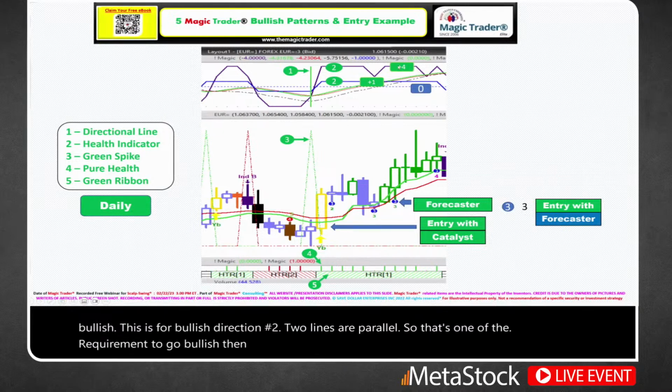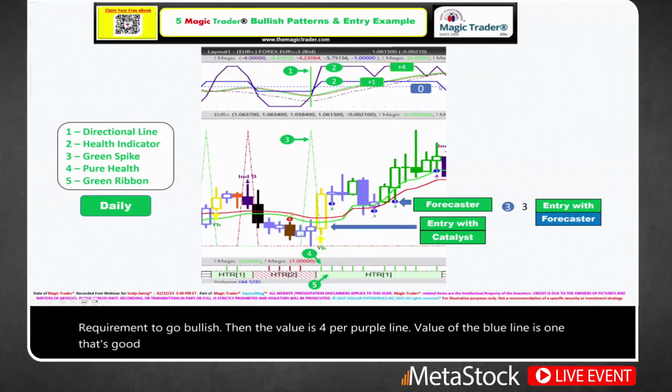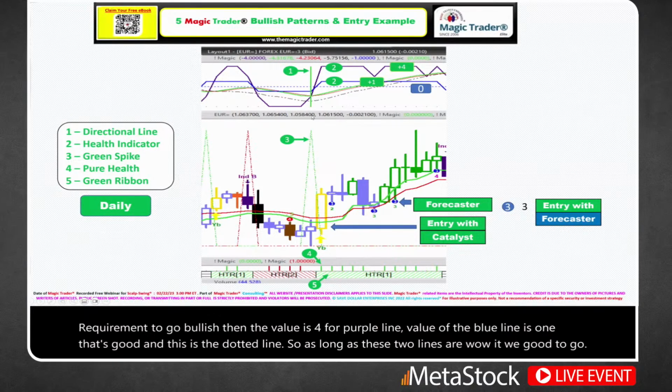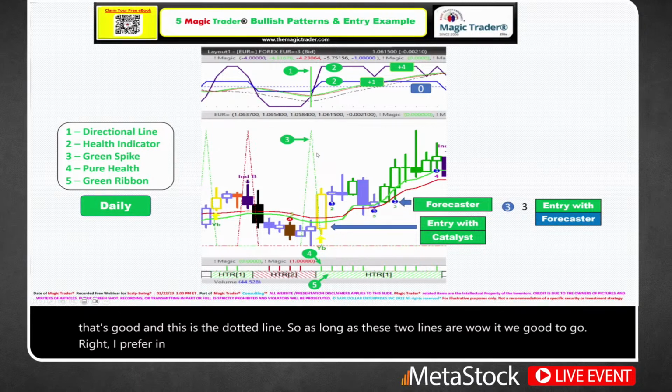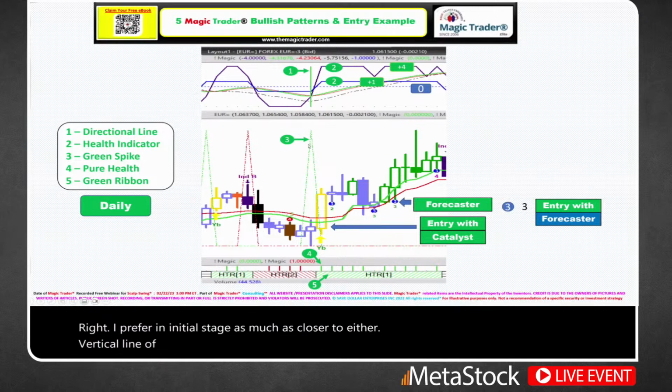Then the value is 4 for the purple line. The value of the blue line is 1. That's good. And this is the dotted line. So as long as these 2 lines are above it, we're good to go. Right? I prefer in the initial stage to be as close as possible to either the vertical line of a direction or the entry line for a spike. So this way my risk is low based on horizontal time risk.